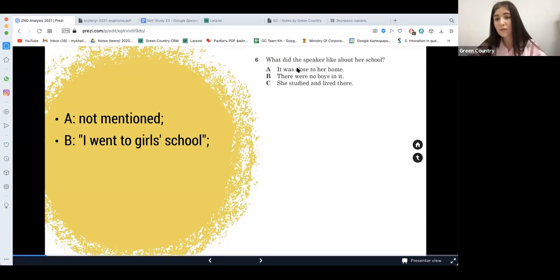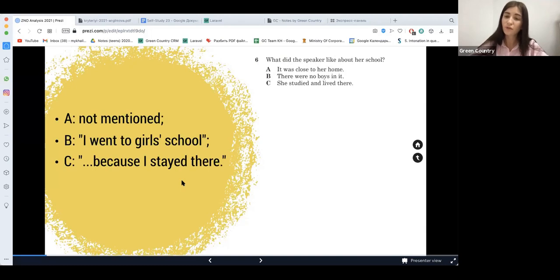And we have option C. She said, because I stayed there. So she didn't have to spend lots of time commuting, going from school and to school, home and so on, just because she lived there, she stayed there. Here, the synonym is stay, the synonym of the word live. So you can also correspond it like that. Okay, so the correct option is C here.